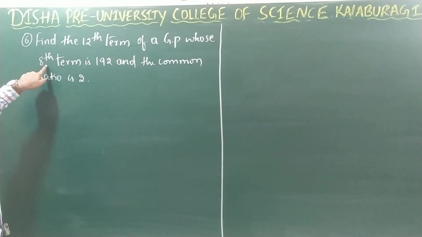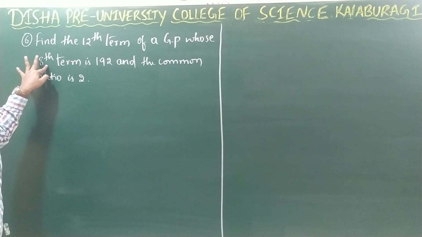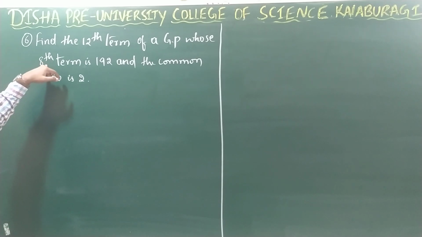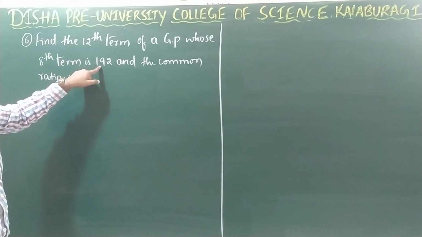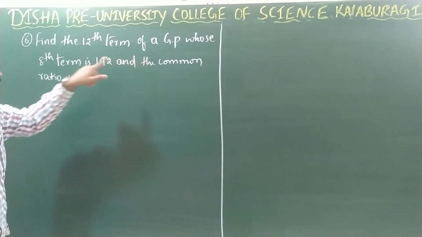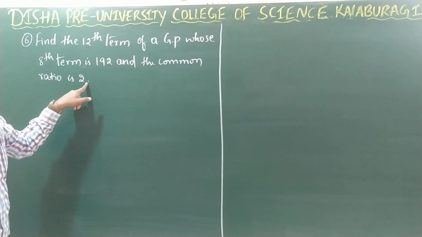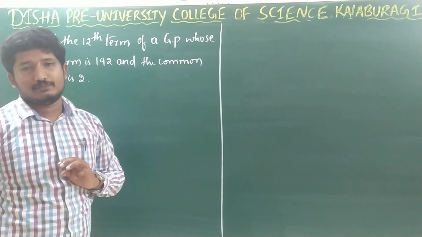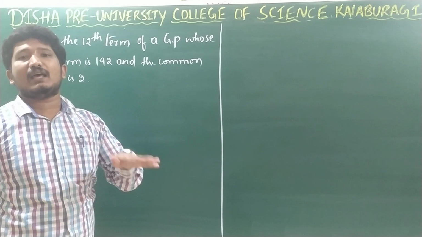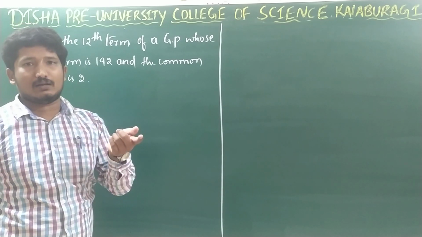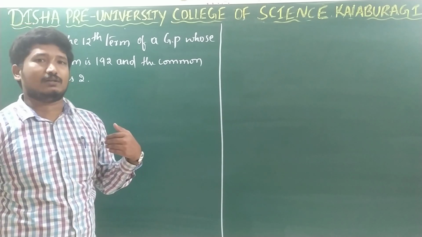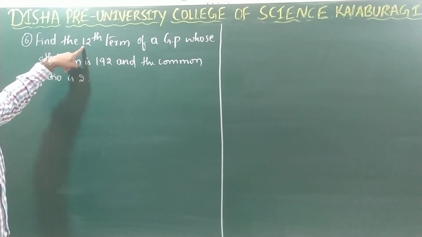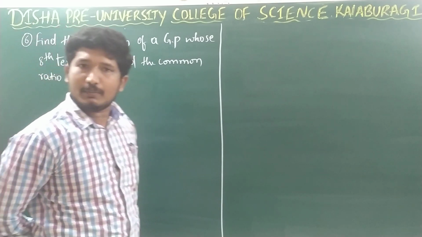What are we given here? We are given the 8th term of the geometric progression. 8th term in the sense A8, that is equal to 192. And the common ratio is 2. In the previous question, we were given two different terms, so by using that, we calculated the value of a and r. Then we calculated the 10th term. See here. To calculate the 12th term, we are using a into r power n minus 1.